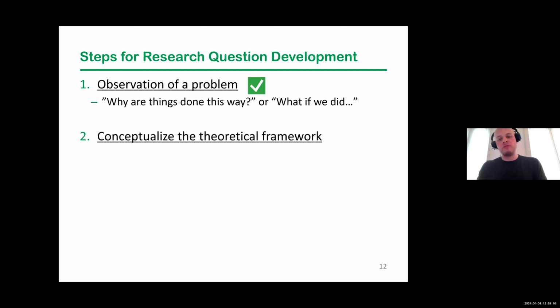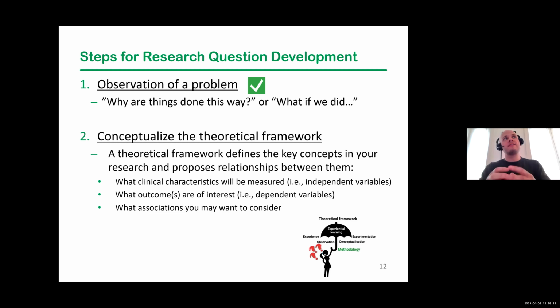The next thing you typically do is conceptualize a theoretical framework. So what do I mean by that? It's kind of this broad qualitative piece where you go through and you figure out the key concepts in your research and you propose maybe relationships between these concepts. So you think about, what are my clinical characteristics that I will measure? What are my outcomes of interest that I want to look at? What are maybe some of the associations between those two things that I want to consider? What are some of the variables that may be impacting those relationships?